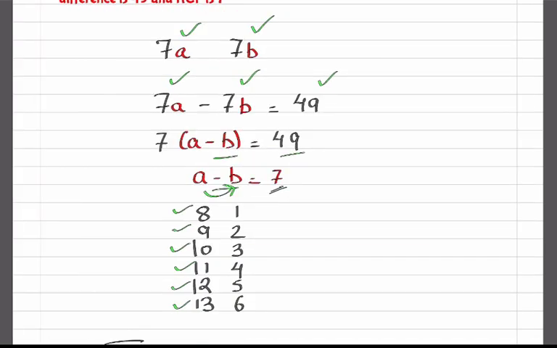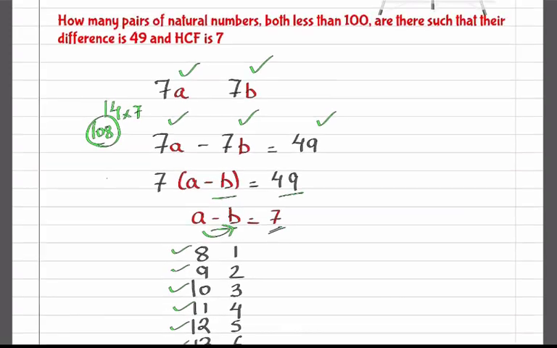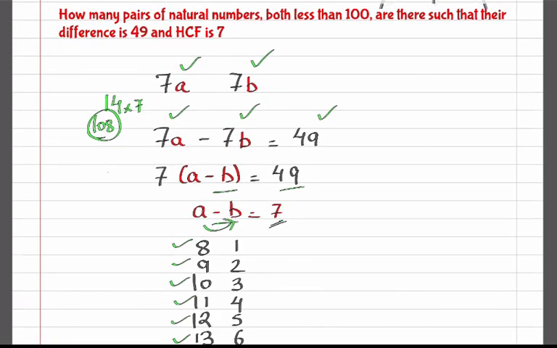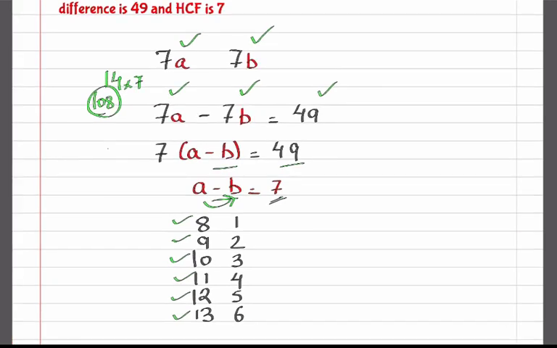Okay, if I put a as 14, 14 into 7 is what? 14 into 7 plus 108. The number will be greater than 100, and I know both the numbers are less than 100. So the maximum I can go is still 13.